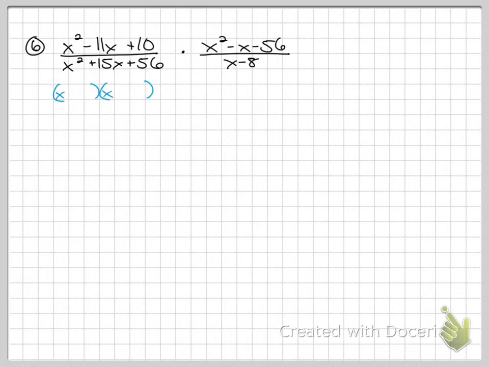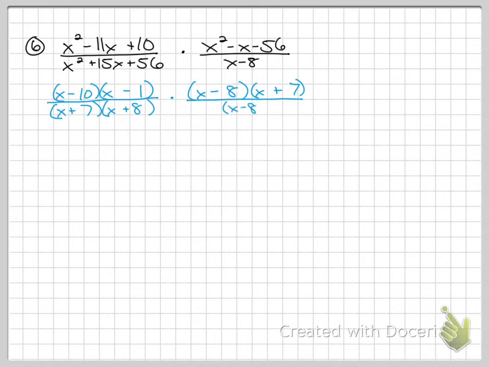The only way to get x squared is x and x. 10 and 11. So if I try 10 here and 1 here, they both need to be negative so that they multiply to be +10 but add to be -11. That looks good. The only way to get x squared is x and x. Factors of 56 that add to be 15: 7 and 8, plus 7 and plus 8. Problem says times x, x. Still 7 and 8, but I need -8 and +7. And then x minus 8 is already done.